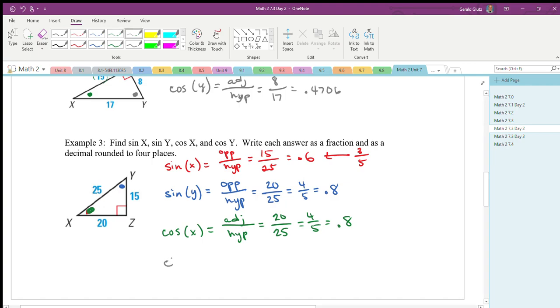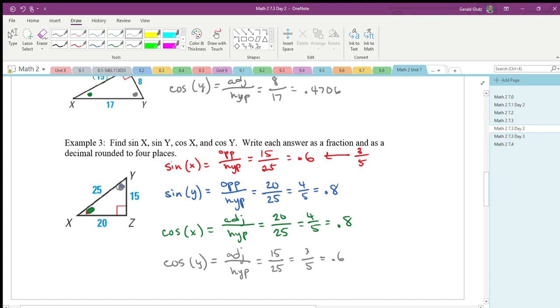And then finally the cosine of y. So again, adjacent over hypotenuse. So the adjacent side or adjacent leg to y would be 15. Hypotenuse is 25, so that'd be 3 over 5 or 0.6.